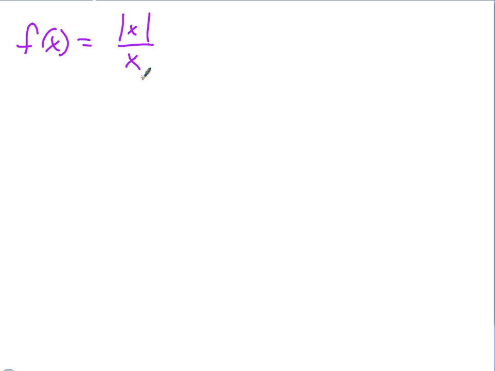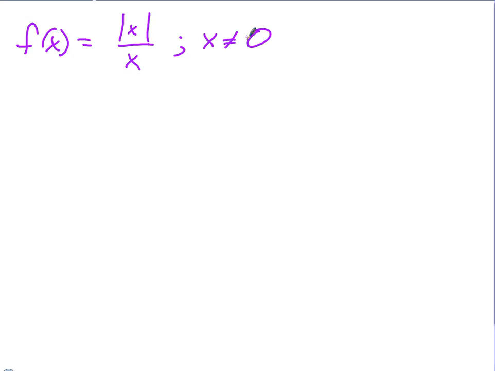First of all, are there any places where this function is undefined? Zero. So we know the function doesn't exist at 0. Do we know what's going on there? Not necessarily, but we know it doesn't exist there. So let's graph this thing.